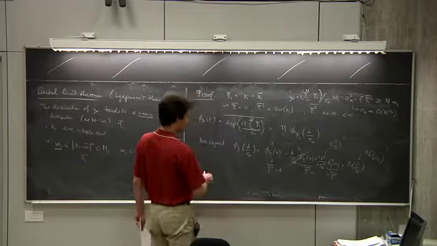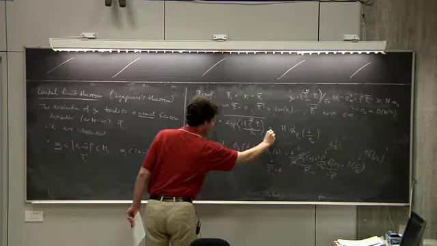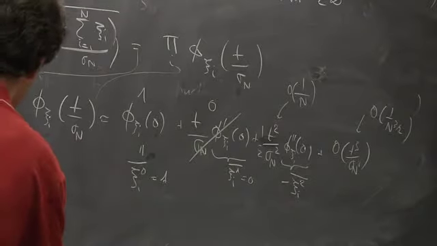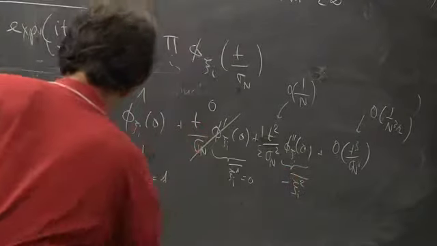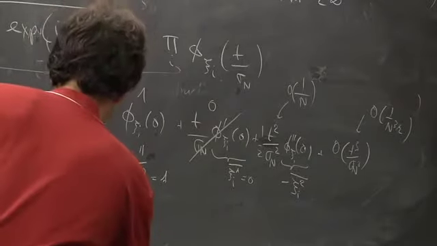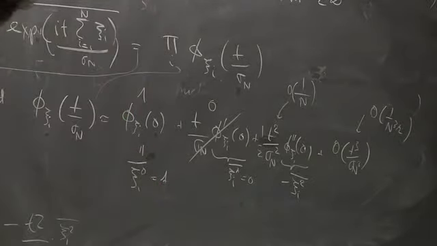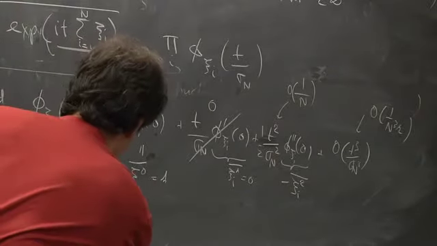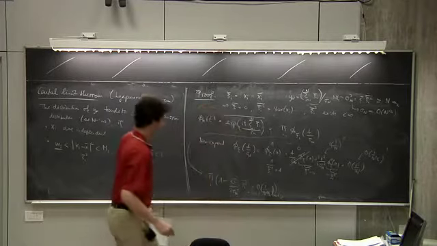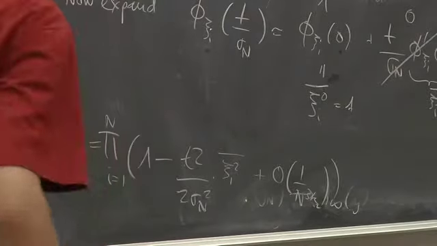Good. So now we have expanded. Now we put it back in here. So we go down here and write this out as 1 minus t squared over 2 sigma n squared times the psi i squared average, plus order 1 over n to the 3/2. And this is a product from 1 to n.